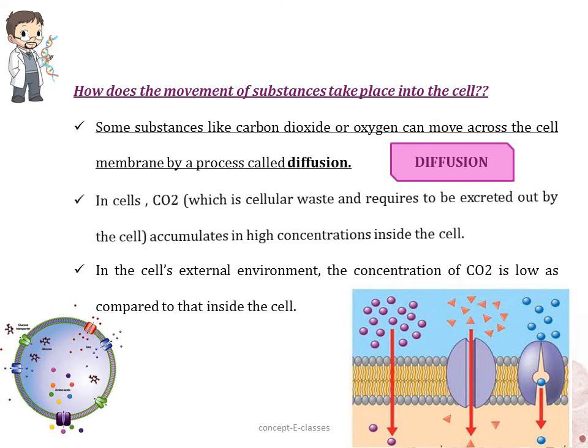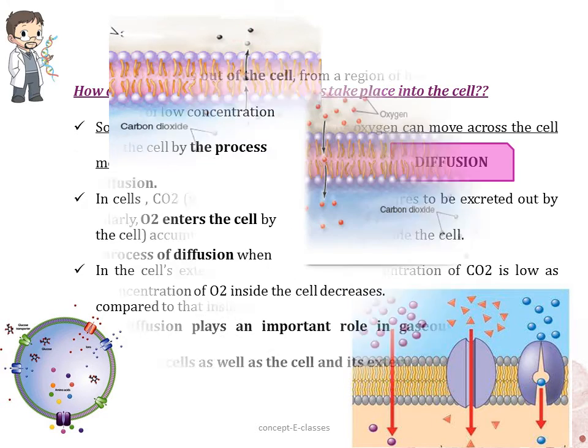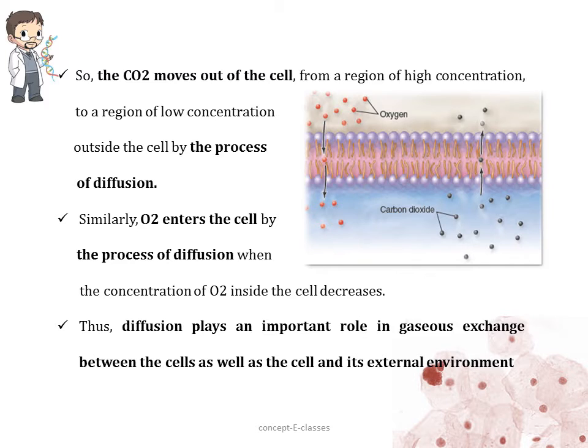So in cells, the carbon dioxide is a cellular waste. Now what is a cellular waste? It's like the byproduct of cellular respiration, right? We'll study more about cellular waste in higher classes. So we can just say that in cells, the carbon dioxide should be excreted. So it accumulates in high concentration inside the cell. Inside the cell, the concentration of carbon dioxide is more, and in the cell's external environment, the concentration of carbon dioxide is low. So what happens? The carbon dioxide moves out of the cell, from a region of high concentration to a region of low concentration outside the cell, by the process of diffusion.